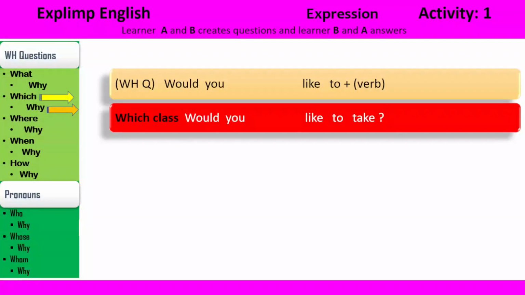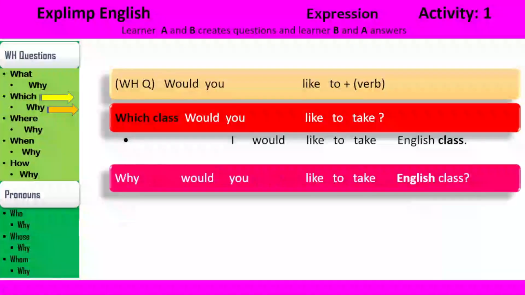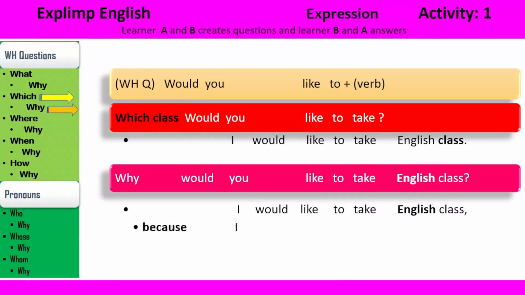The first question is which class? So here with which you can also add class because we don't know about the types of class, right? So that is the reason we want to ask you this question. Which class would you like to take? The answer is, I would like to take English class. Great. Now, why would you like to take English class? Well, I would like to take English class because I need to improve my English.